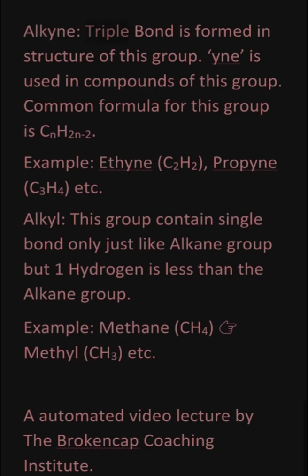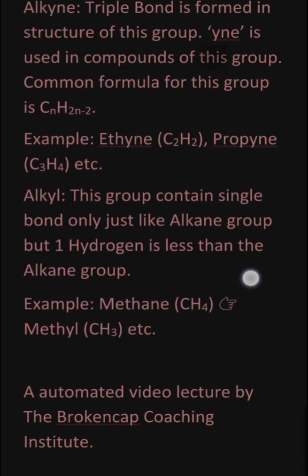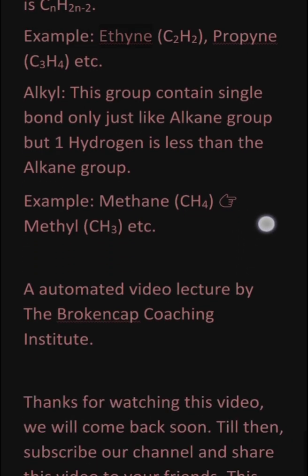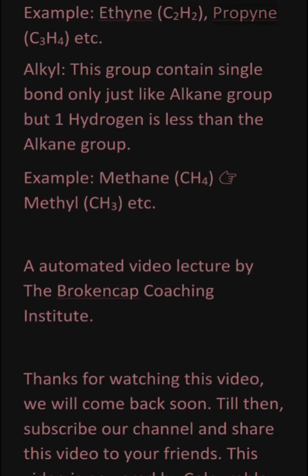Alkyne: a triple bond is formed in the structure of this group. Yne is used in compounds of this group. The common formula for this group is CnH2n-2. Example: ethyne, C2H2, propyne, C3H4, etc.